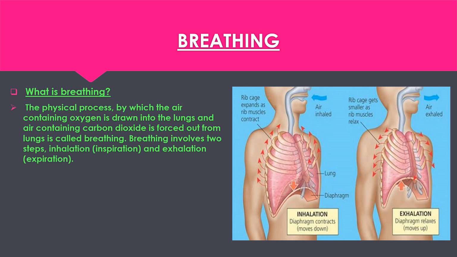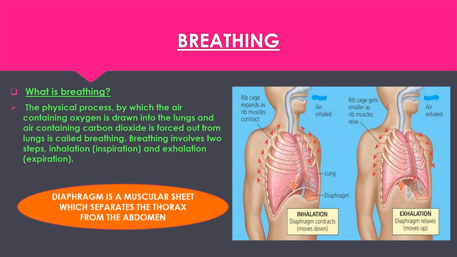During inhalation, the rib cage expands as the rib muscles contract, and the diaphragm contracts, so it moves down and air is inhaled, whereas the reverse happens in exhalation. The rib cage gets smaller as rib muscles relax, the diaphragm relaxes, so it moves up and the air is exhaled. A very important note here: what is a diaphragm? A diaphragm is a muscular sheet which separates the thorax from the abdomen.